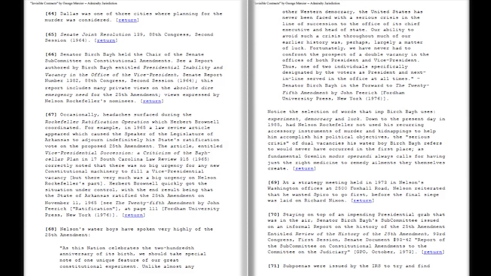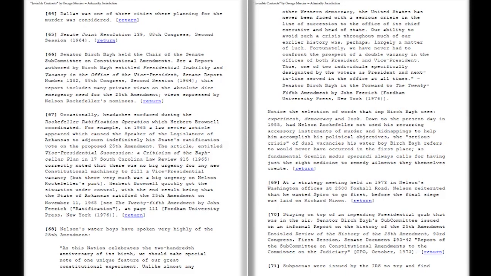Senator Birch Bayh in the foreword to the 25th Amendment by John Feerick, Fordham University Press, New York, 1976. Notice the selection of words that Birch Bayh uses. Experiment, democracy, and luck. Down to the present day in 1985, had Nelson Rockefeller not used his recurring accessory instruments of murder and kidnappings to help him accomplish his political objectives, the serious crisis of dual vacancies his waterboy Birch Bayh refers to would never have occurred in the first place, as fundamental gremlin modus operandi always calls for having just the right medicine to remedy ailments they themselves create.